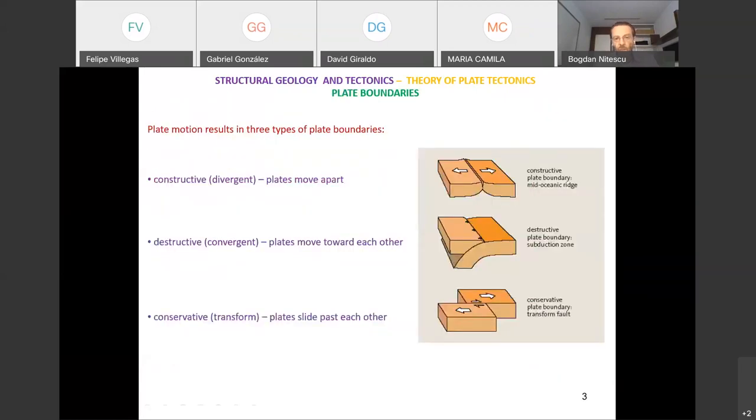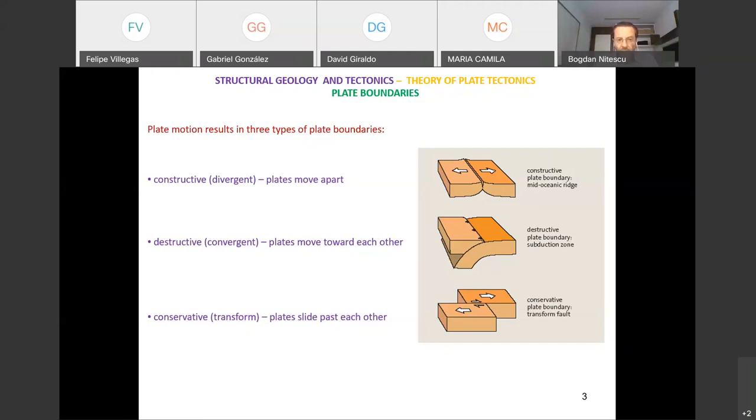So let's talk about the different types of plate boundaries. The classification is quite clear. We have these three types. So the ones that we call constructive, or divergent, or spreading. So these are the mid-ocean ridges. So it's constructive because new lithosphere is being formed there. Divergent because they diverge.